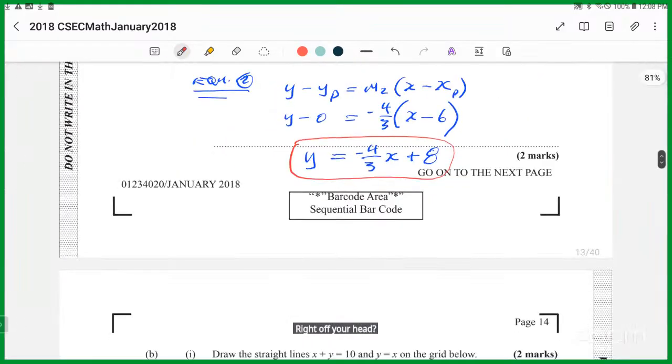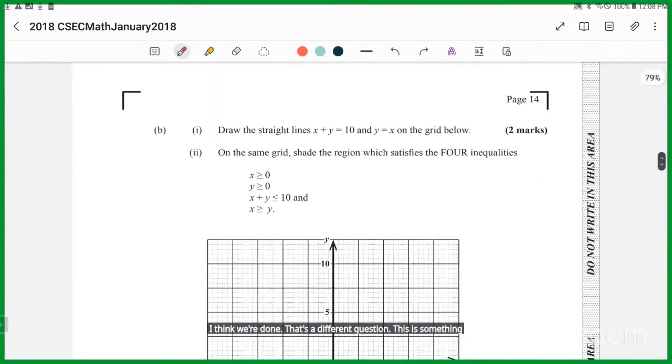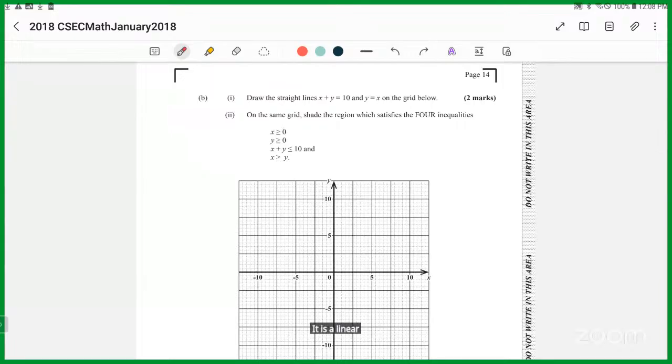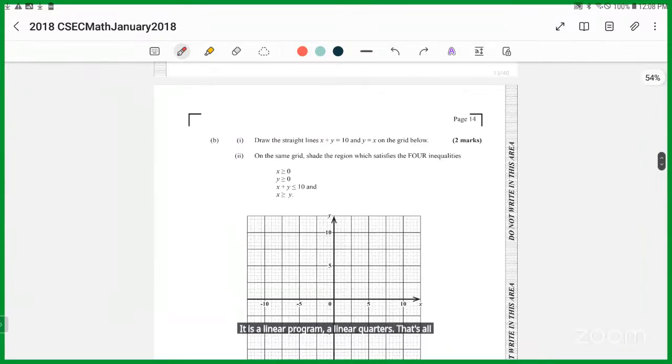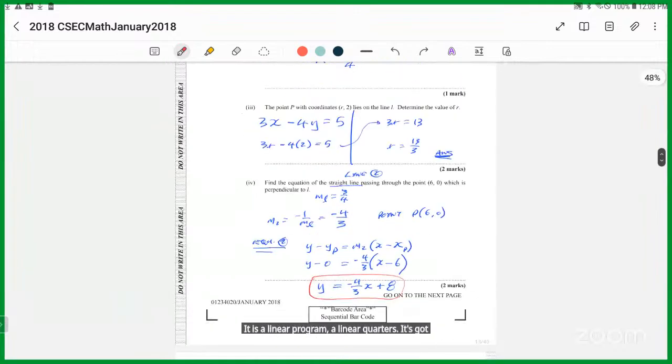I think we're done. It's a different question. This is something I'm moving on to next: inequalities, linear programming, linear inequalities, and so on. But that is it for today, guys. You got a nice, easy day today.